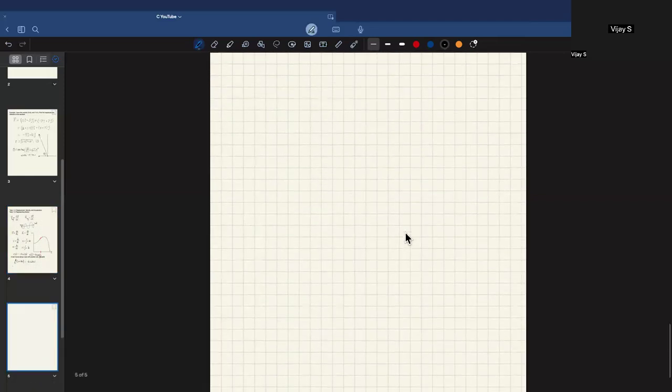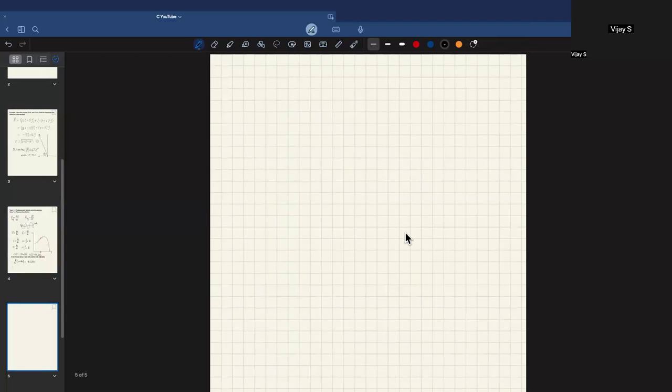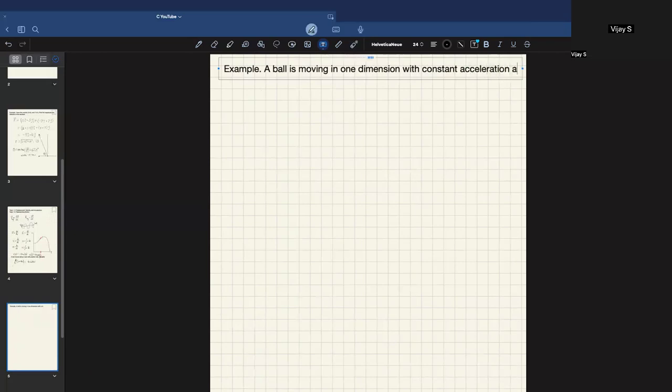Now, here's something interesting I want to show you then. We have a couple of kinematics equations. Let me essentially just formulate this as an example. So let's say that a ball is moving in one dimension with constant acceleration a. It starts with initial velocity v with a subscript of i at a position of x is equal to 0 meters.